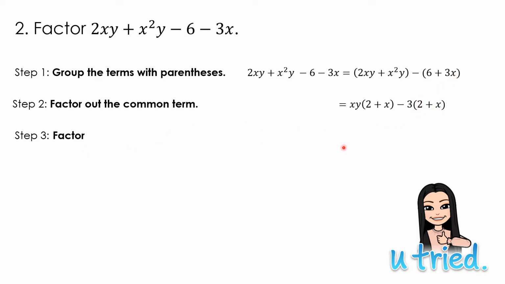Now let's factor out, since the common between these two terms is the quantity of 2 plus x. So this is the common between them. And you can write it now in its factored form, which is the quantity of 2 plus x times the quantity of xy minus 3.